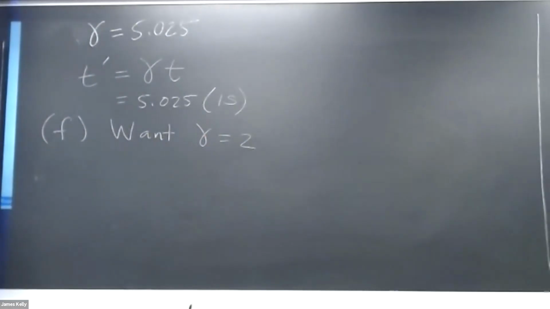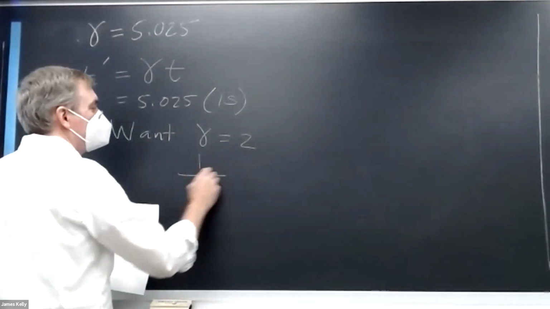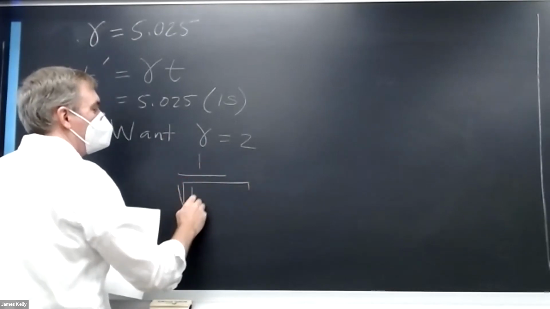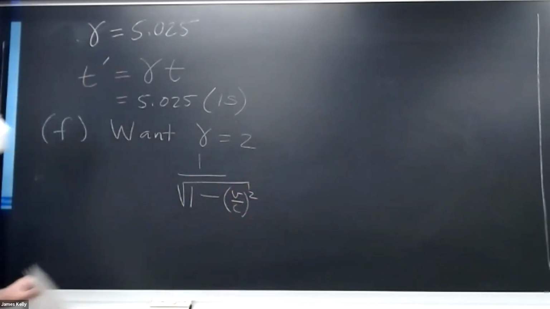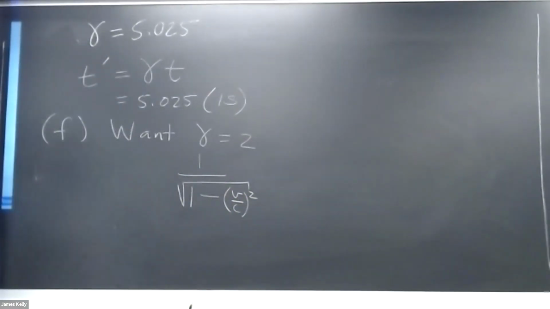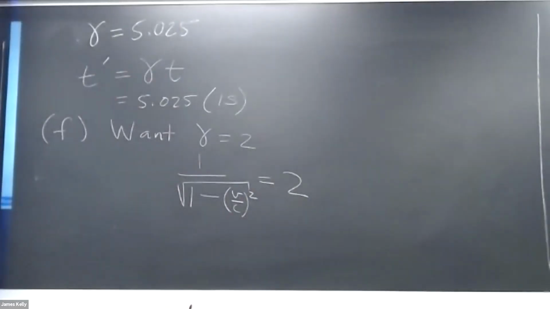And so we've just got to figure out what speed, what fraction of c would give us gamma equal to 2. So let's write that out in a little bit more detail. Gamma, by definition, is 1 over the square root of 1 minus v over c squared. So we want that to be equal to 2. And I've just got to solve that for v, or v over c. It doesn't really matter. If we know v over c is 0.7, then we would know v is 0.7c. So let's solve it for v over c.